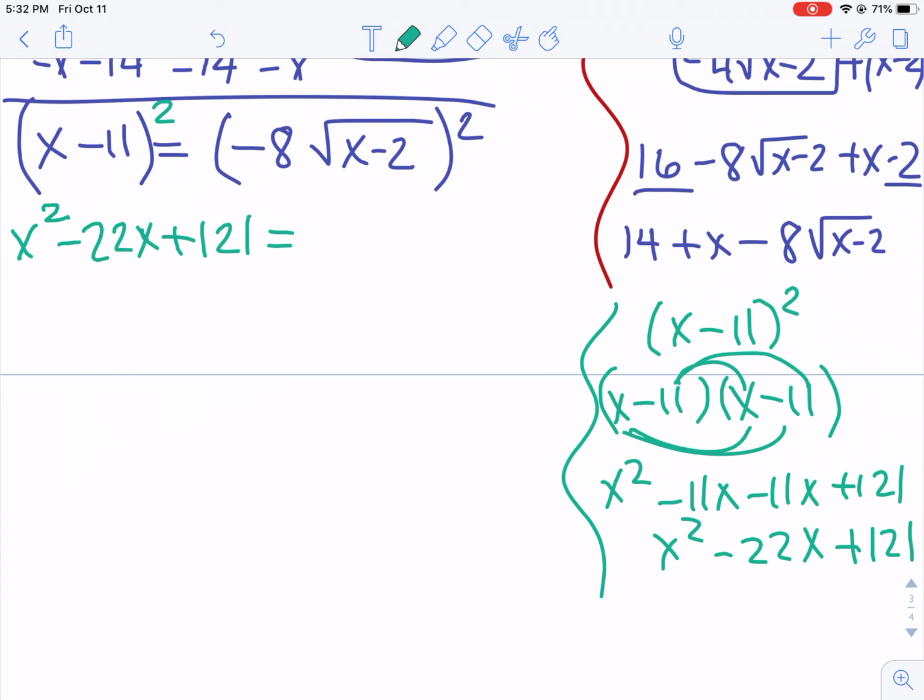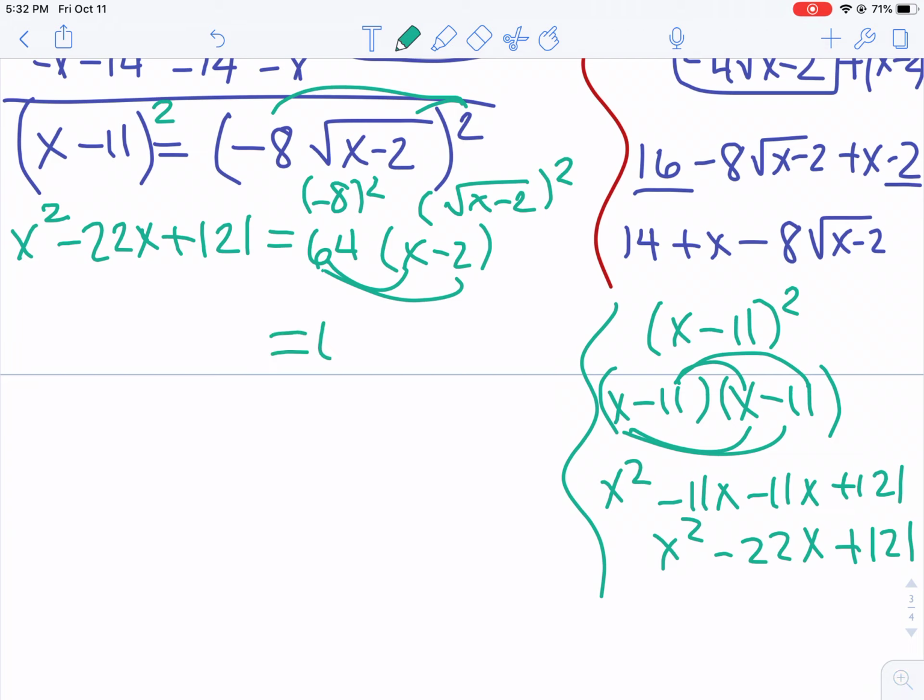Okay? Then on the other side, we can actually just distribute that in now because they're conjoined twins. They're together, so that's okay. So negative 8 squared is 64. And the square root of x minus 2 squared is just x minus 2. I put parentheses around it because now you're going to multiply. So I get 64x minus 128.